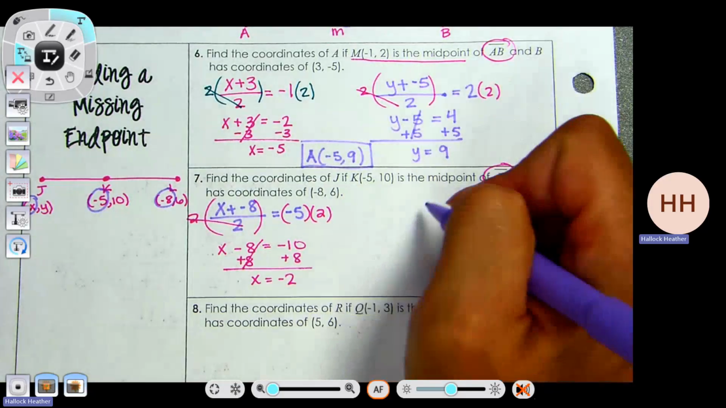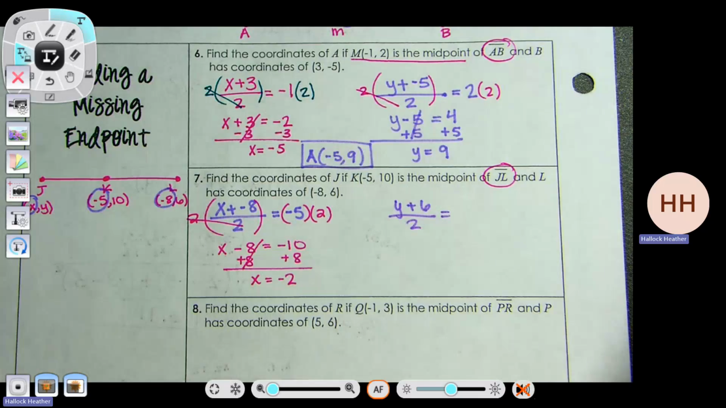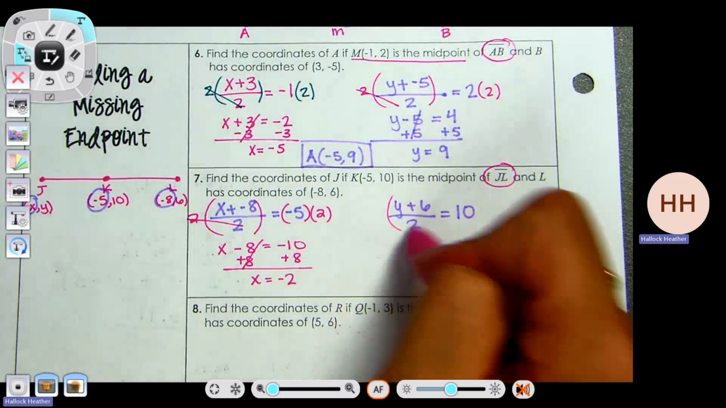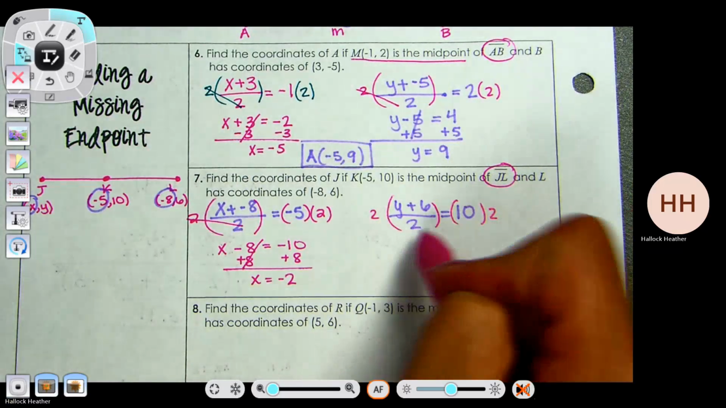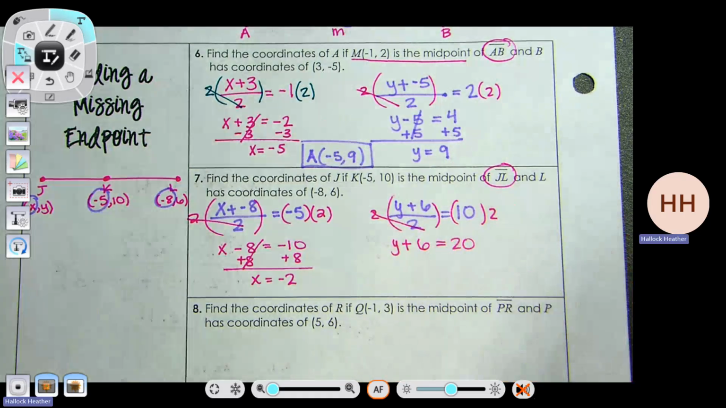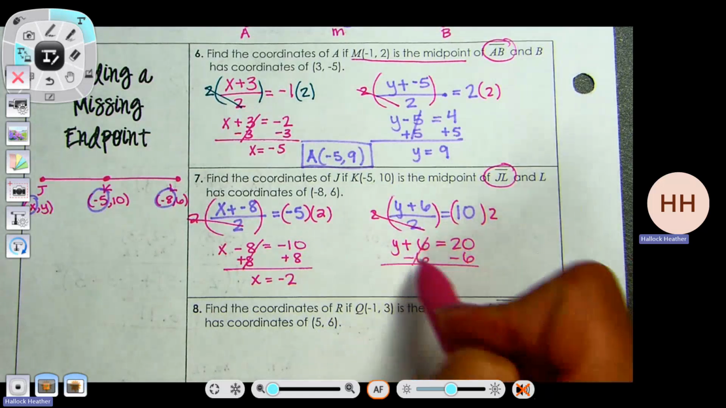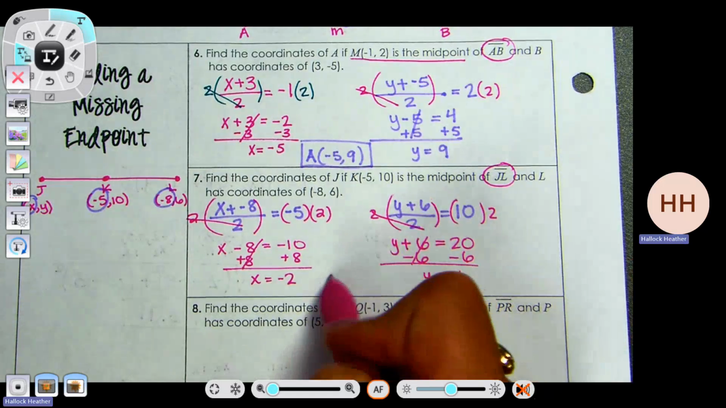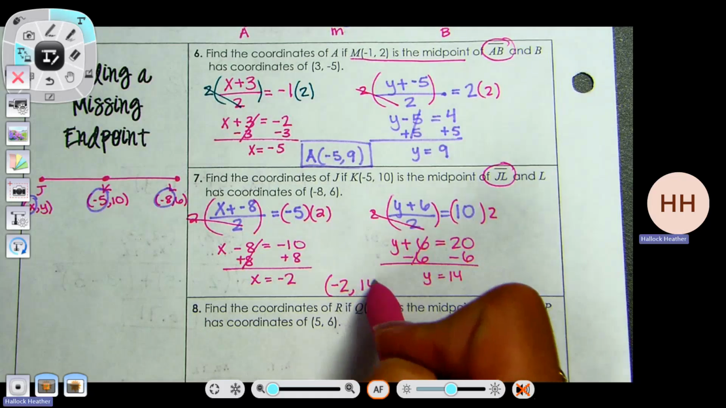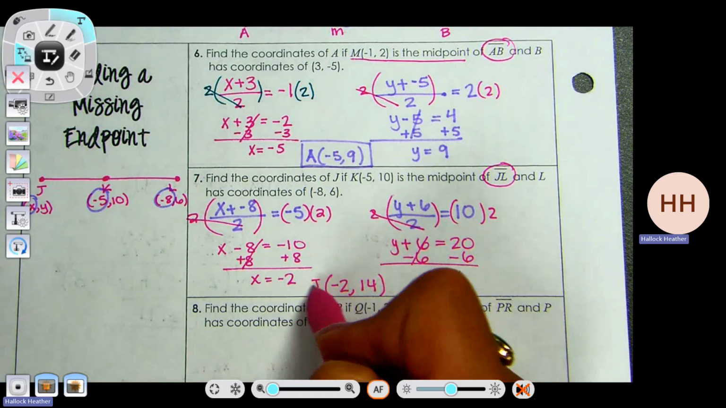So y is the same thing. So you're doing y plus 6 over 2 equals how much? 10, because 10's in the middle. If I multiply by 2 to get rid of the denominator, you get 20. And then do I add 6 or subtract 6? Subtract 6. So what's my final answer as a coordinate? Good. Together, -2, 14. And what am I finding? J. So this is J.